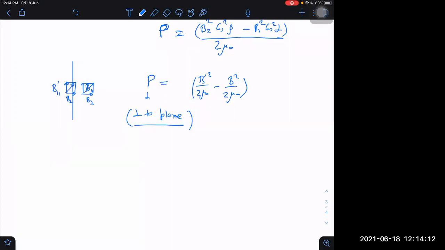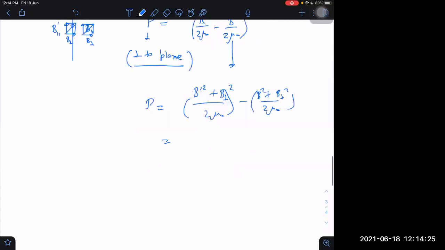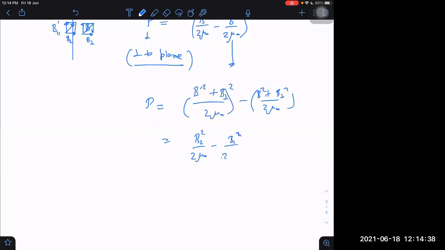According to the above derivation, sir, didn't we take B dash square plus B perpendicular square by 2 mu naught minus B square plus B perpendicular square by 2 mu naught? What is the difference in this equation and this equation? B perpendicular square added, B perpendicular square subtracted, same only, but it becomes B net square. Let us call it B2 square by 2 mu naught minus B1 square by 2 mu naught. That is the perpendicular pressure. Understood?